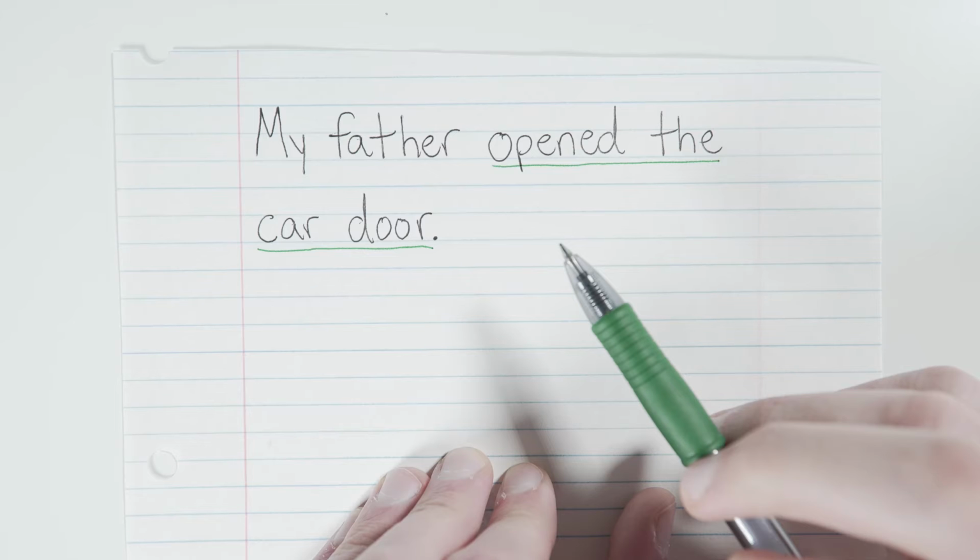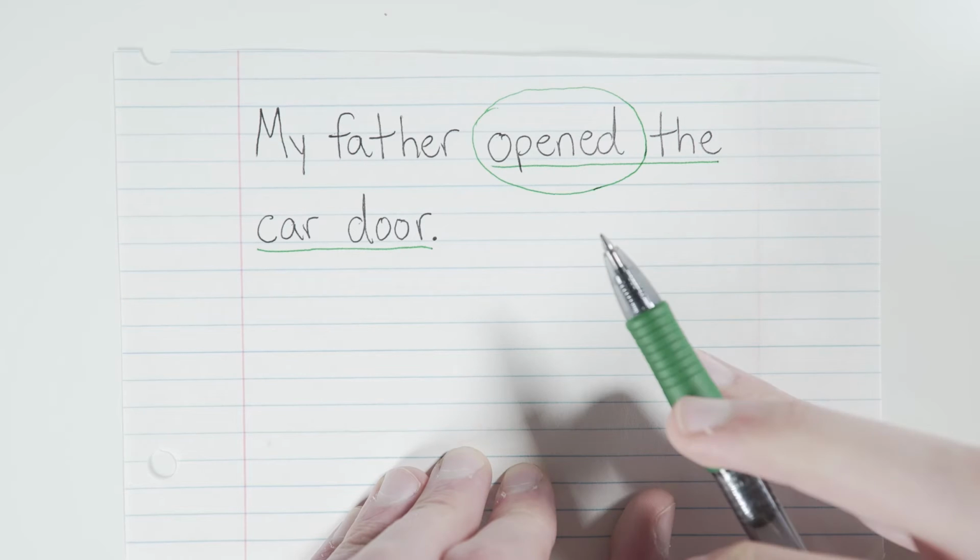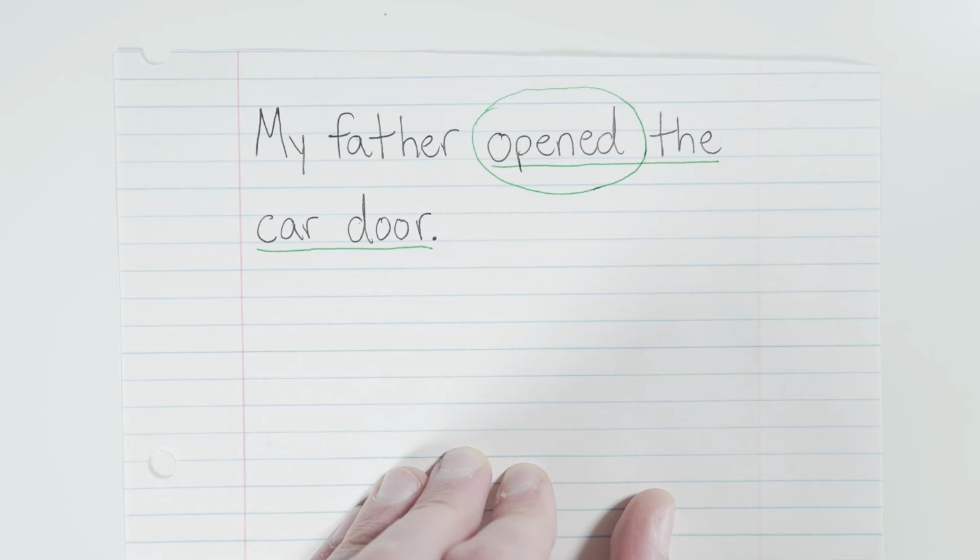And just like we had with subjects, we also have a simple predicate. This is going to be the smallest possible version of our predicate, the most essential part of the action or condition being described. And here, that would be opened. Opened is my simple predicate because that is the simplest version of what my father did.